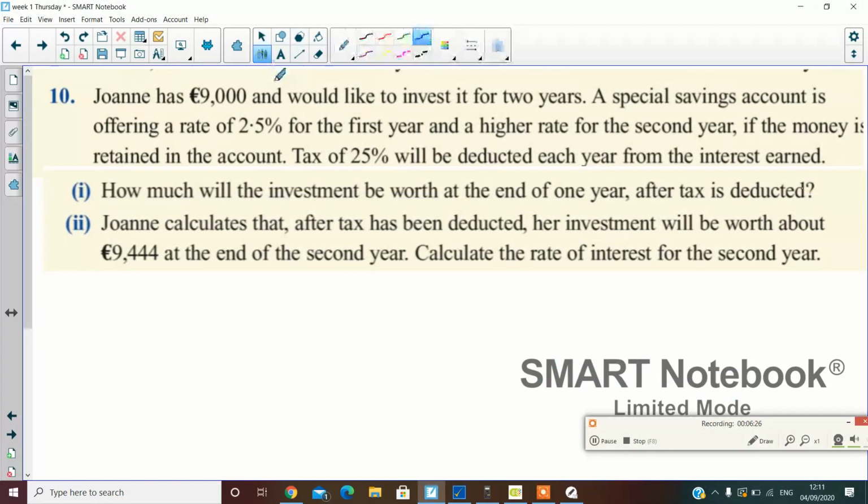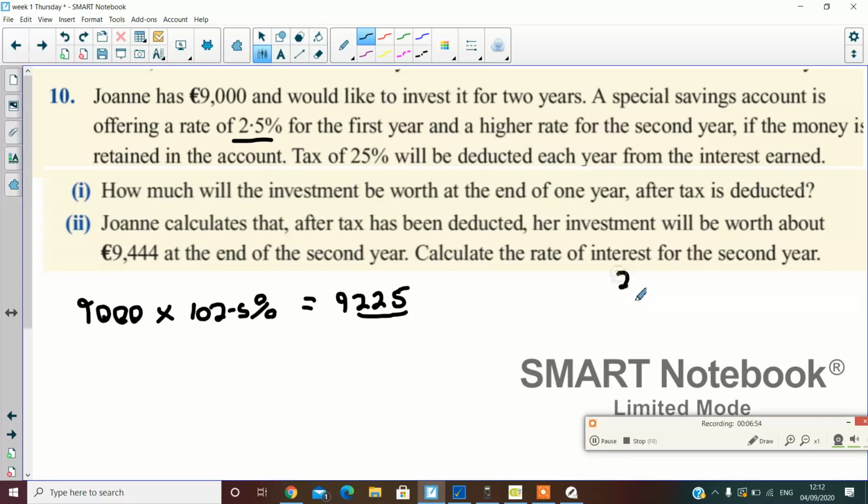So you have €9,000 and you want to invest it for 2 years. You start off with €9,000. You multiply it by a number bigger than 100%. You're going to multiply it by 102.5%. What did you get? 9,225.